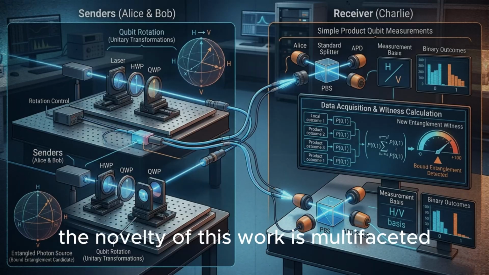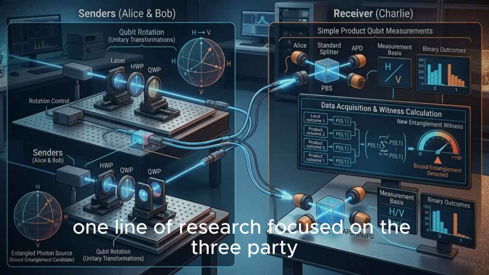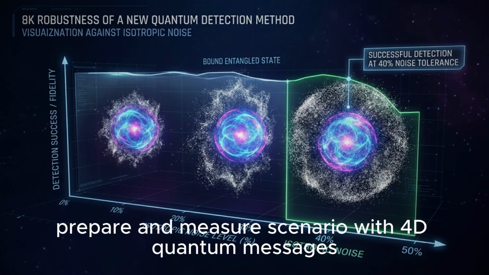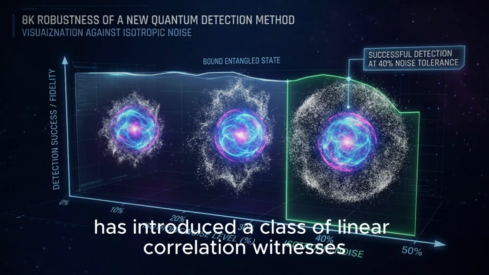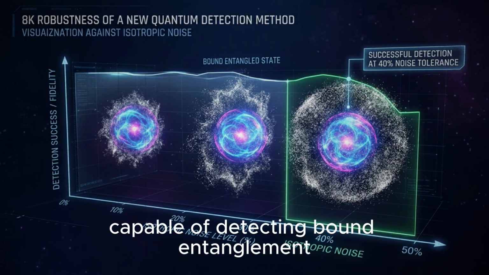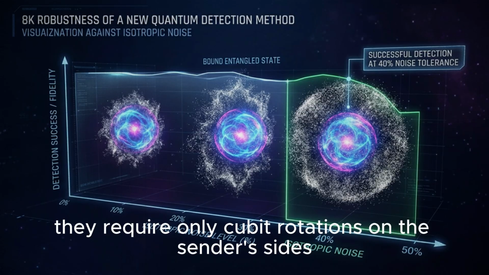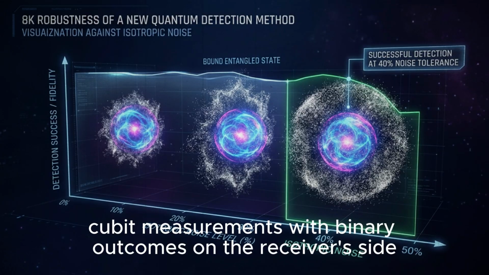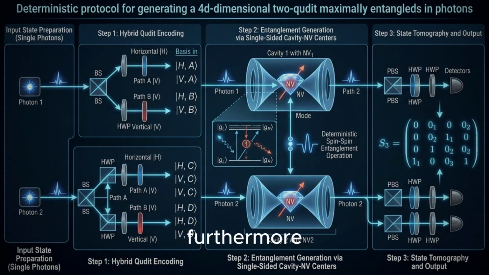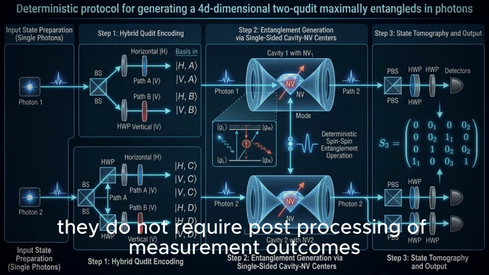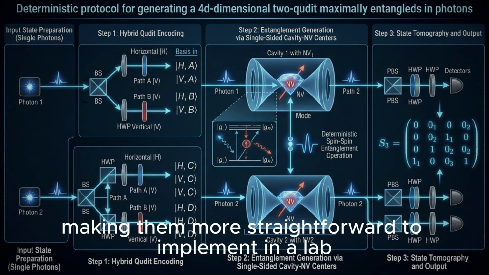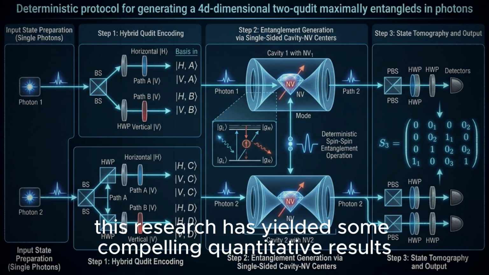The novelty of this work is multifaceted. One line of research, focused on the 3-party prepare and measure scenario with 4D quantum messages, has introduced a class of linear correlation witnesses capable of detecting bound entanglement. A critical advantage of these new witnesses is their experimental practicality. They require only qubit rotations on the sender's sides and simple product qubit measurements with binary outcomes on the receiver's side. Furthermore, they do not require post-processing of measurement outcomes depending on the receiver's input, making them more straightforward to implement in a lab.